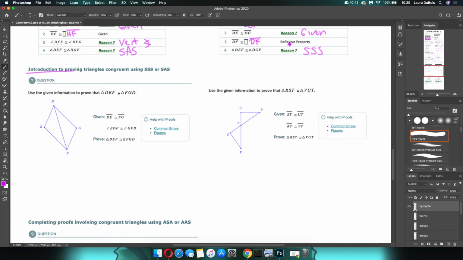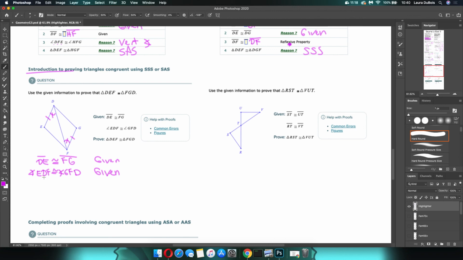You're writing the proof from scratch. And again, love-hate relationship with the software. So you're going to start with your given. So DE is congruent to FG. That's given. Okay, next up. Angle EDF is congruent to angle GFD. Again, that's given. EDF is congruent to GFD, this angle right there.